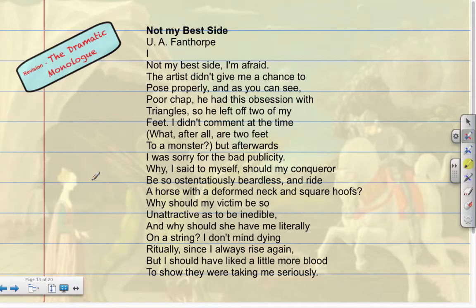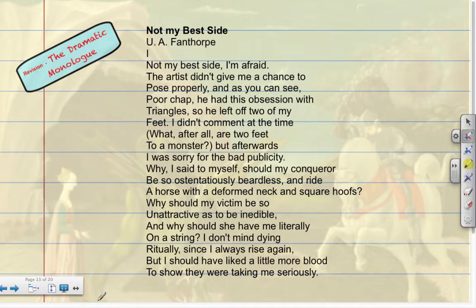The artist didn't give me a chance to pose properly, and as you can see, poor chap, he had this obsession with triangles, so he left off 2 of my feet. I didn't comment at the time. What, after all, are 2 feet to a monster? But afterwards I was sorry for the bad publicity.